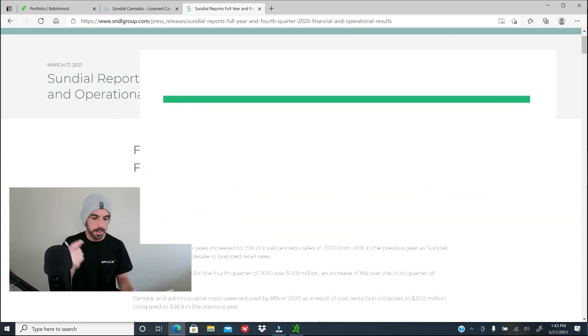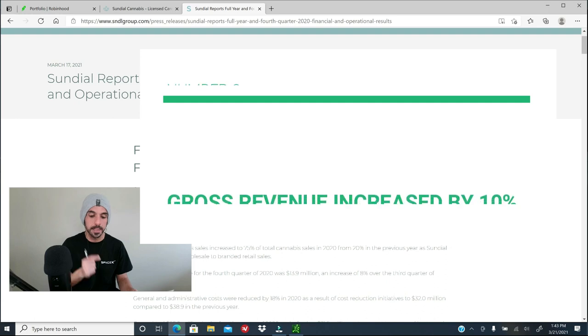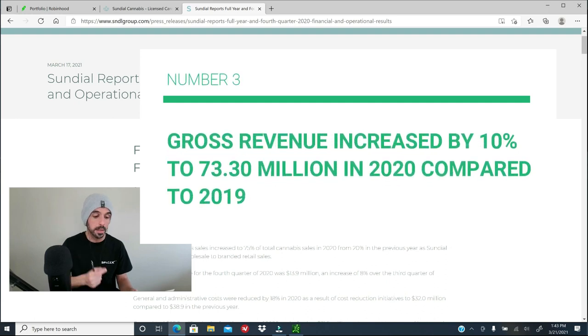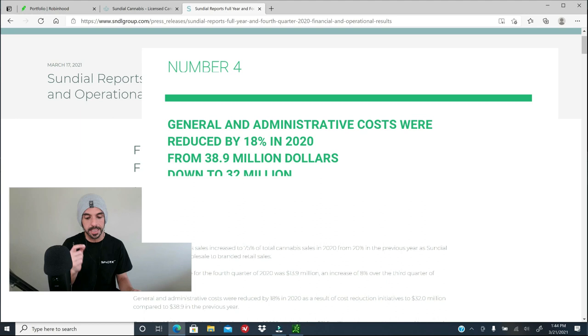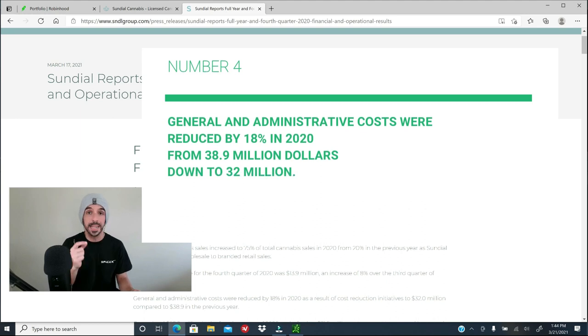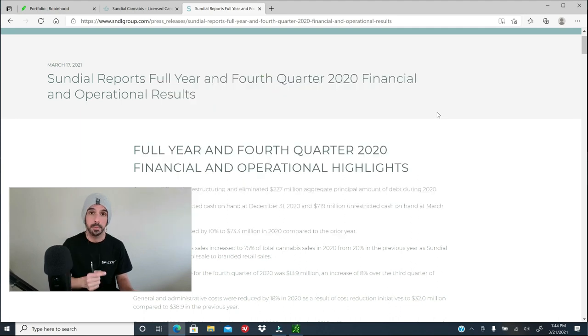Number three, gross revenue increased by 10% to $73.3 million in 2020 compared to 2019. Number four, general and administrative costs were reduced by 18% in 2020, from $38.9 million down to $32 million, okay? And this is very important, guys, because I have always told you that MJ companies are money-burning machines. So here we have a Canadian MJ company that is making an effort to reduce general and administrative costs, okay? So this is definitely another plus for Sundial Growers, okay?